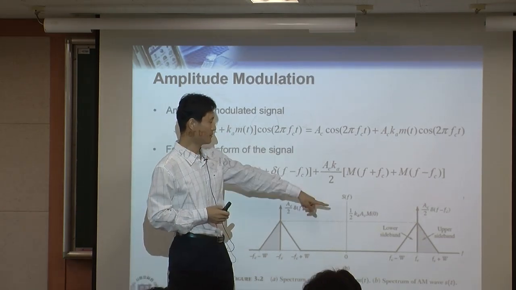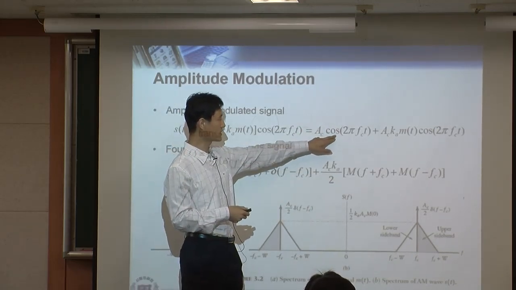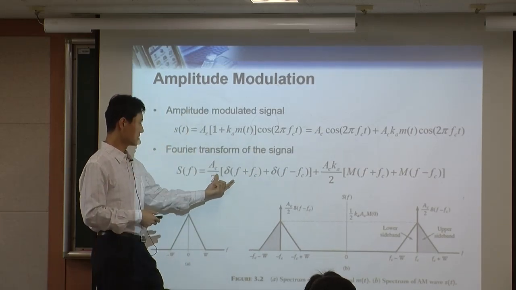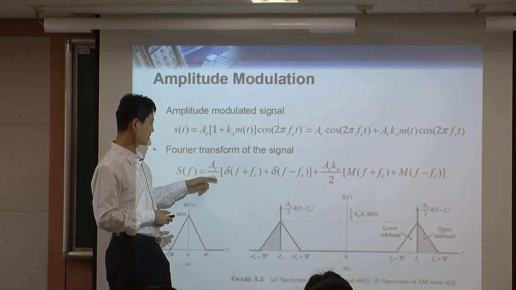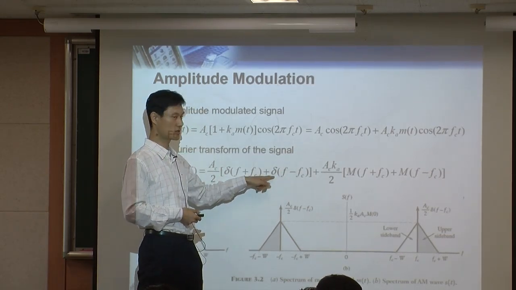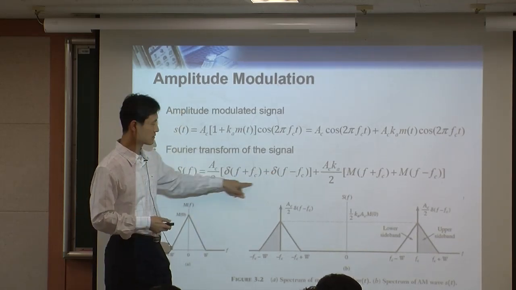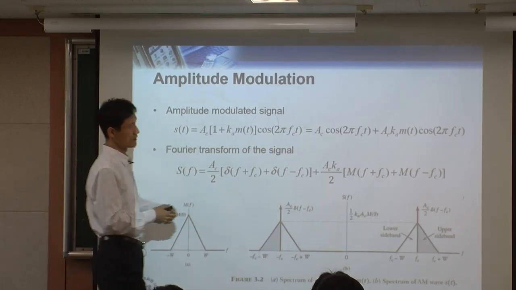And each impulse has the amplitude Ac. So this part, Ac cosine, since this is a pure cosine, you have this one: Ac over 2, delta, and another delta. This one has the frequency Fc, and this one is minus Fc, right? This is just a pure cosine in the frequency domain.